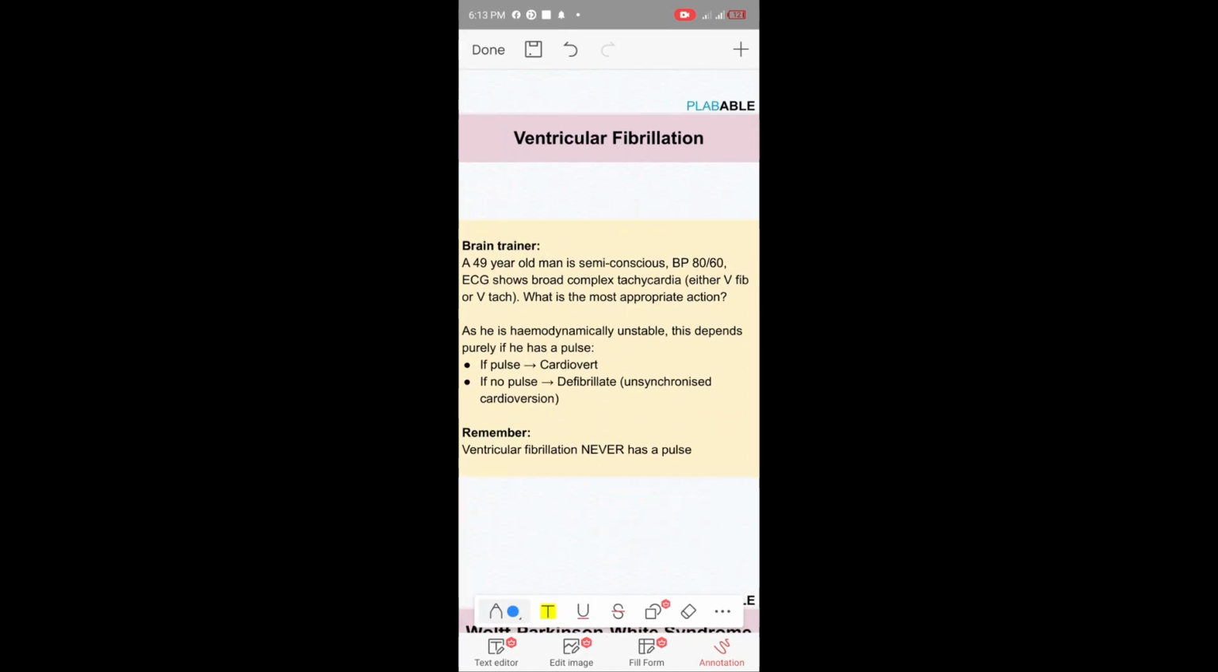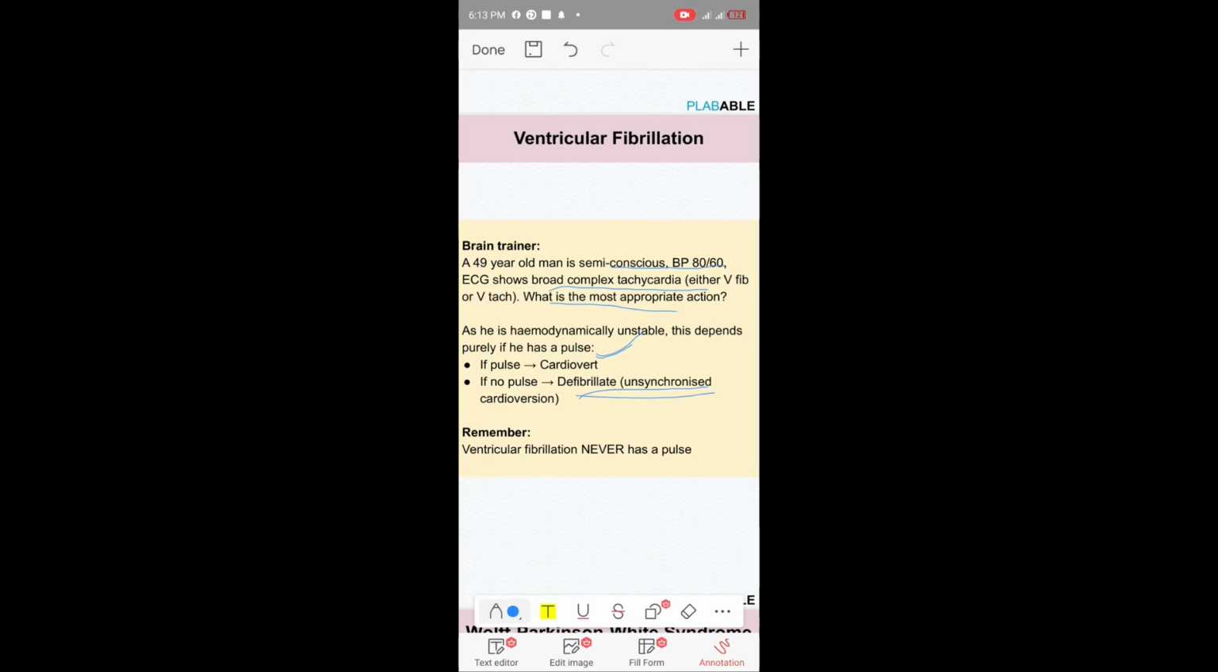A 49-year-old semi-conscious patient with BP 80/60, ECG shows broad complex tachycardia. Which is the most appropriate action? As he is hemodynamically unstable, this depends on the pulse. If the pulse is there, cardiovert. This could never be ventricular fibrillation if there is a pulse. If there's no pulse, that could be pulseless VT or ventricular fibrillation.